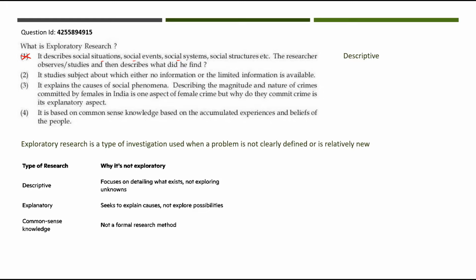Second one, it studies a subject about which either no information or limited information is available. This is perfectly exploratory. No information is where we can equate it to a relatively new problem. Limited information is when the problem is not clearly defined. This is exploratory, and so we will mark option number 2 as the right answer for this question. So exploratory means when no information or limited information is there, at that time we explore. Next we will get into the third statement.